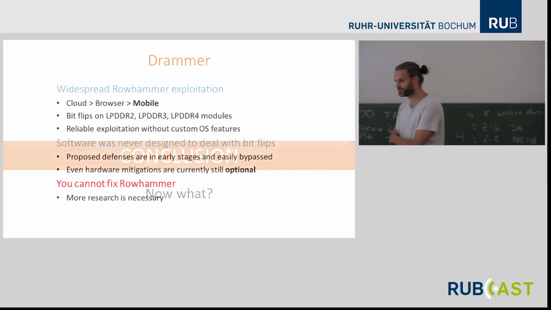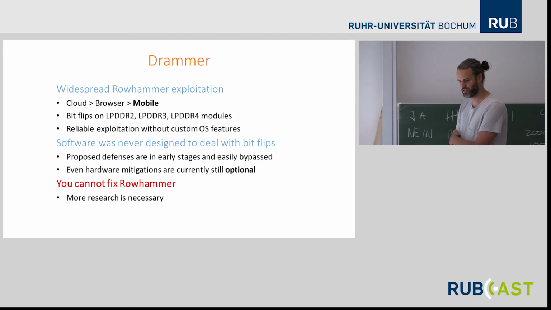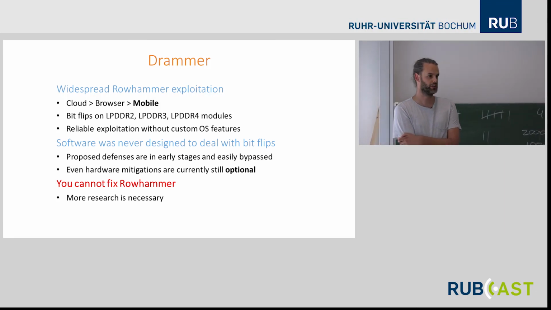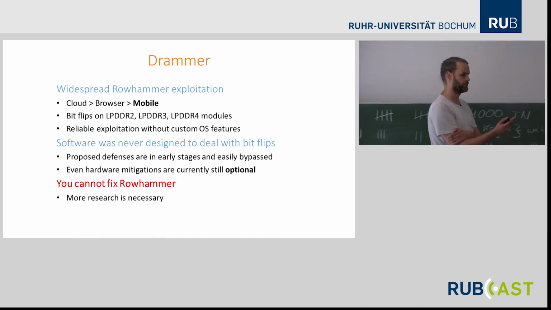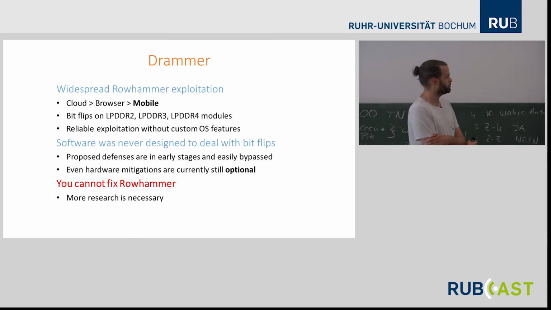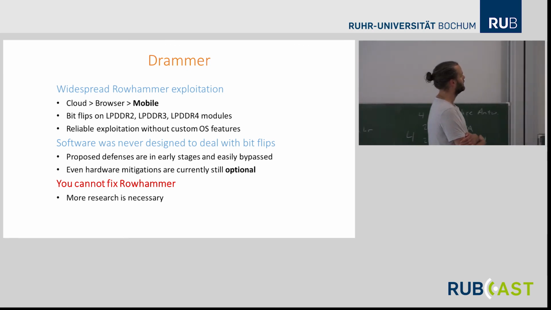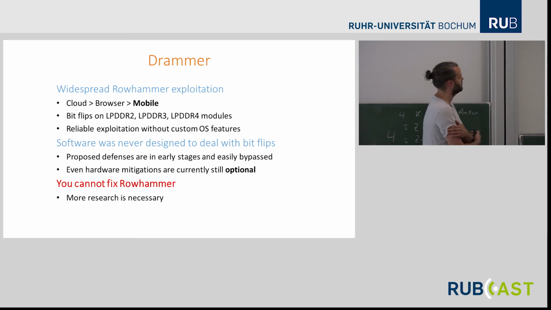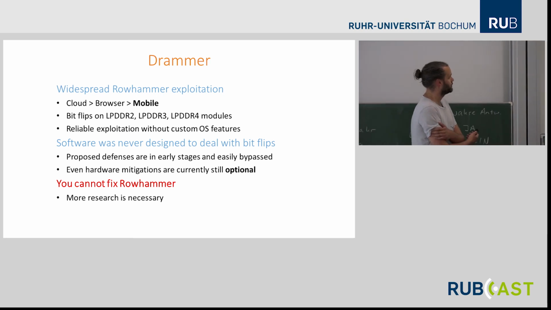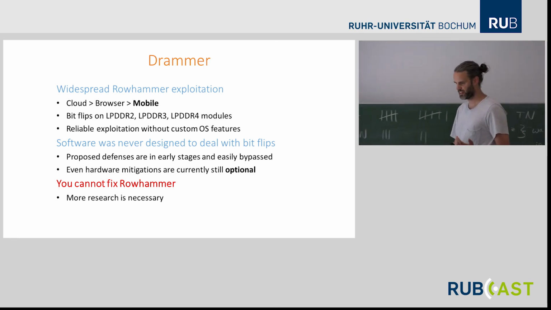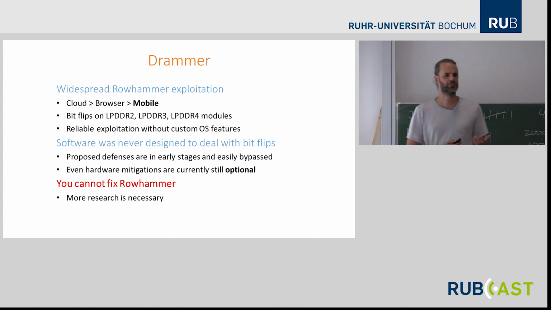But to conclude, now what? So the conclusion of this talk, besides all the funny stories, is that Rowhammer exploitation now is really widespread because Flip Feng Shui showed we can do it on the cloud. People showed that we can do it in the browser. And we can also break your mobile device with this. Bit flips have been reported on all different types of DDR modules. And with this work, we can do reliable exploitation without relying on custom operating system features like deduplication.